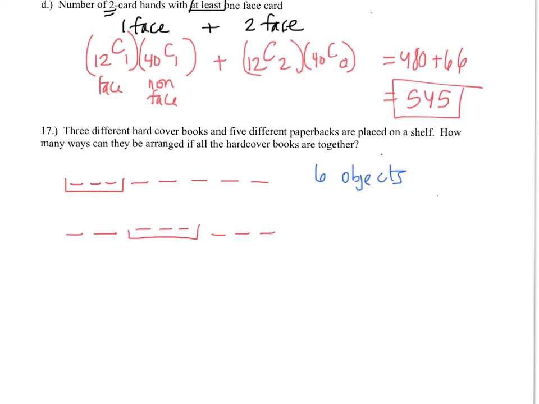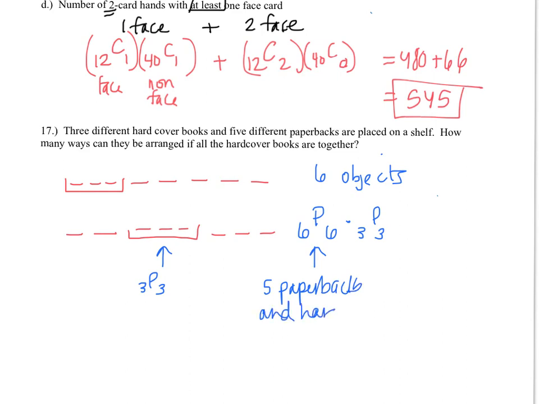So you want to first think about this like 6 objects permute 6 ways. However, once we have found where the hardcover books are actually going to stop, then we can rearrange those hardcover books within there. And so we need to do 3P3 for those hardcover books. So the first option is moving around the 5 paperbacks and the hardcover group. And then this right here is moving around the 3 hardcovers within where they end up stopping. And when we multiply those together, we end up getting 4,320.